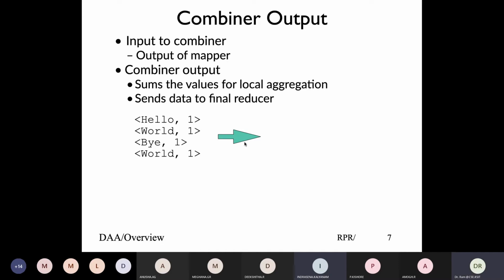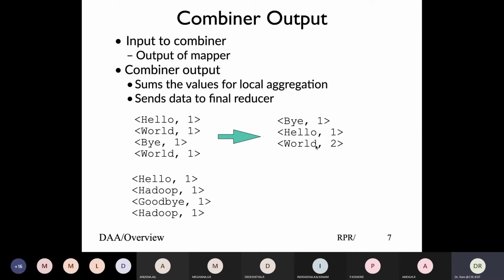Bye one, correct? It will give you bye one first, because now we need to sort to make sure all the words come together. So first you see bye one, then hello one, and then world two. In the same way, if you look at the second line, you'll get its output. What would the output be in this case, assuming we need to sort?